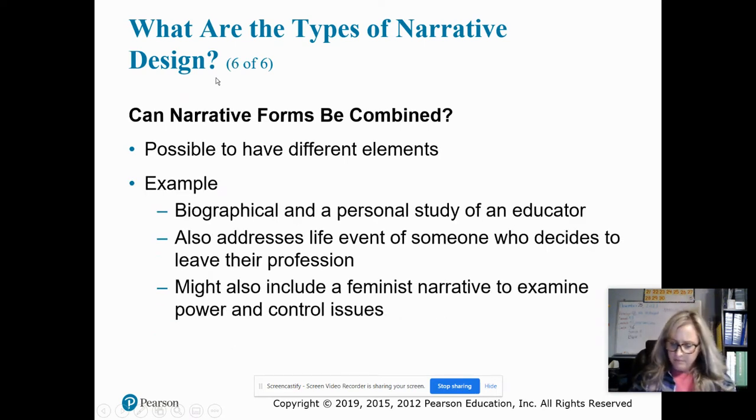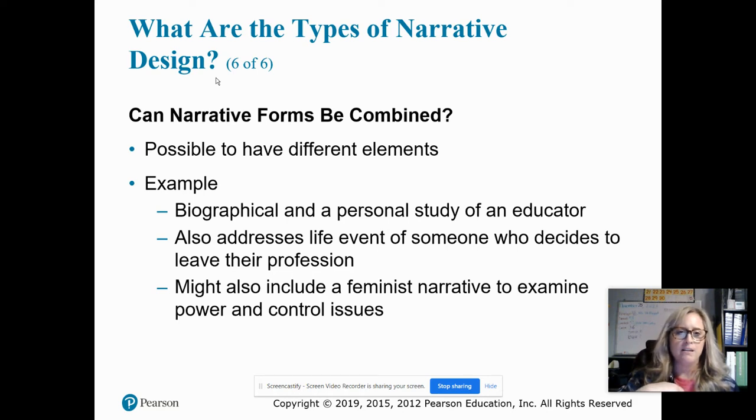Okay, so next, the fifth one is, can narrative forms be combined? So this is kind of what I said earlier, that they can overlap. You're going to be doing more than one of these different designs. So, possible, yes, you can have different elements. For example, a biographical and a personal study of an educator. So you are doing a biography, and it is looking through getting experience from an educator for their experiences. Okay, so that would be two.